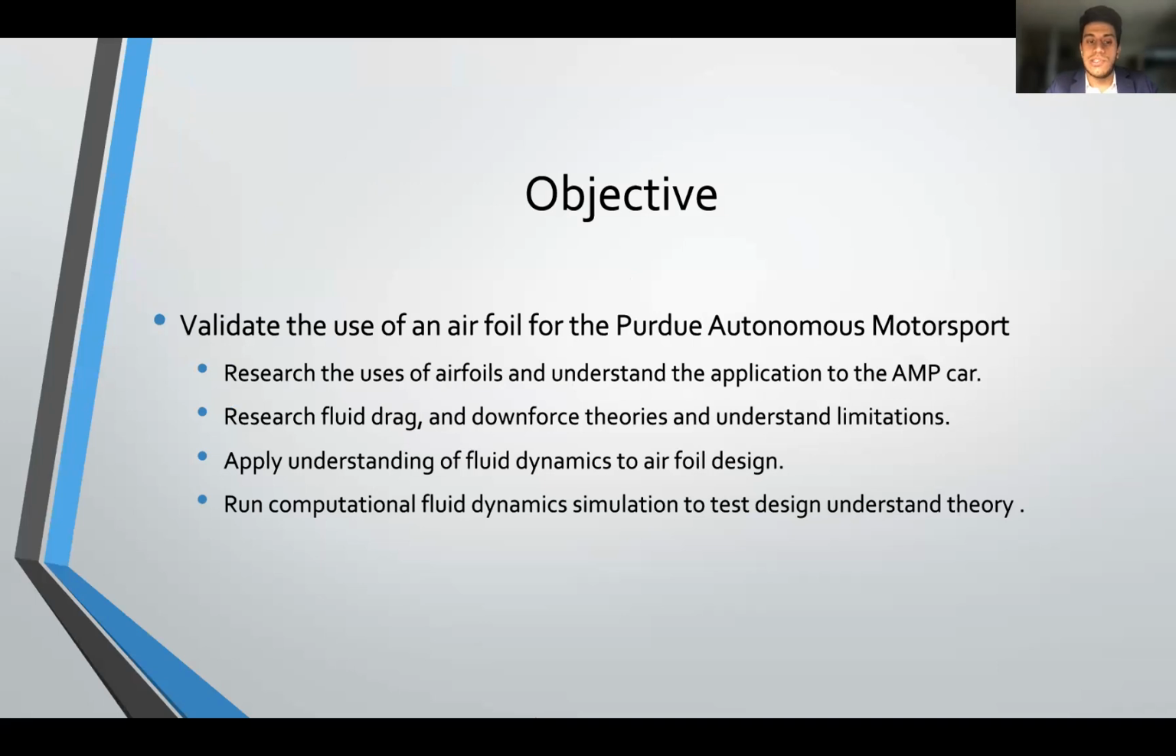So our objective was to validate the use of an airfoil for Purdue AMP. We wanted to research the uses of airfoils and understand the application to the AMP car. We did research on fluid drag and downforce theories to understand limitations. We wanted to apply understanding of fluid dynamics to the airfoil design, and we wanted to run simulations to test and understand the theory behind the foil.